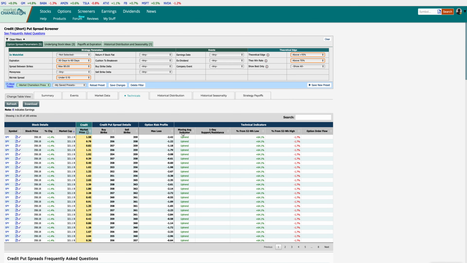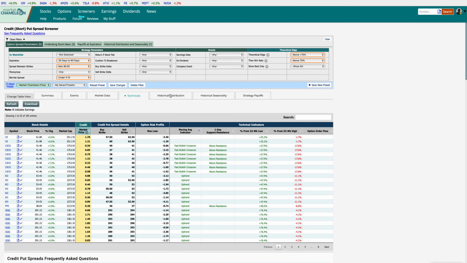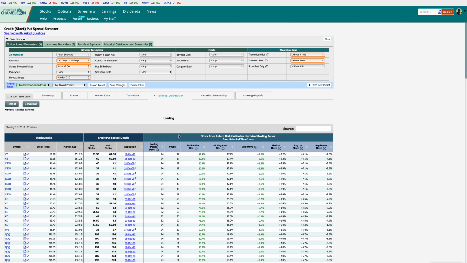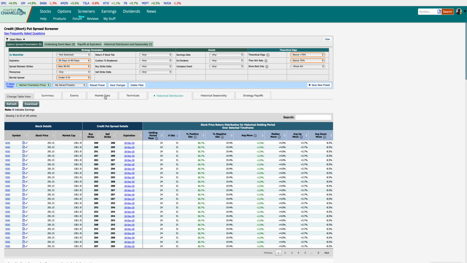If we look at technicals, again, we can scan for different technicals. We can also look at historical distribution and go for the more observations and look at it that way. And this just basically tells us that over 24 holding days, there's been 31 observations and 80% of them have been positive, and the other 20%, or just under 20%, has been negative. The average move is 2.9% higher. And to be honest, I quite like this setup actually.